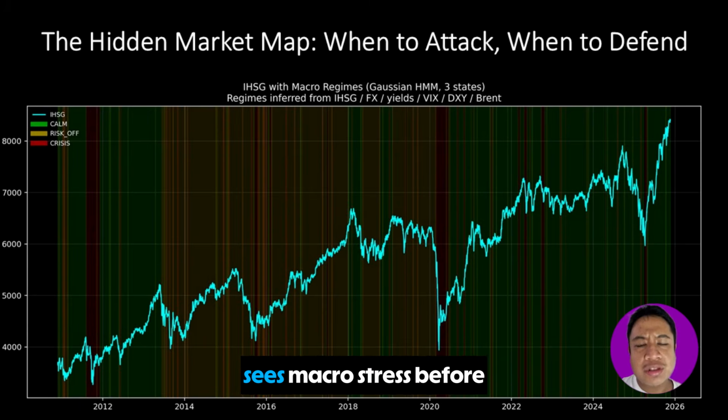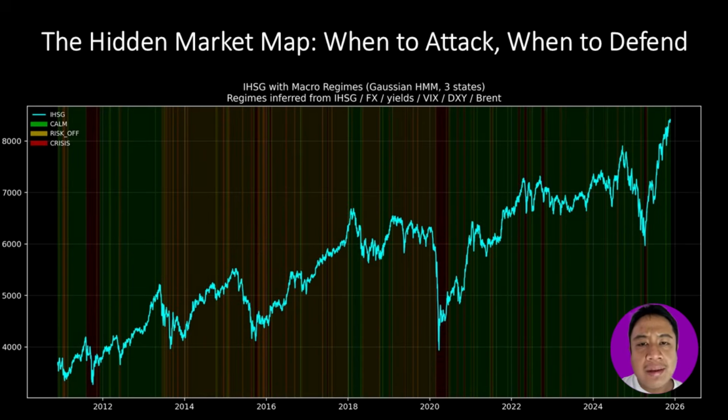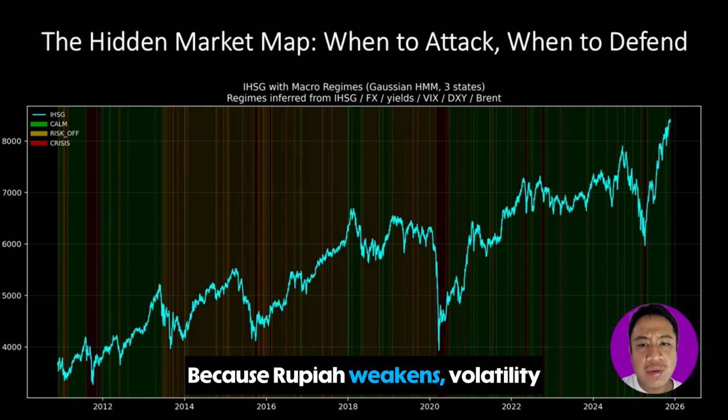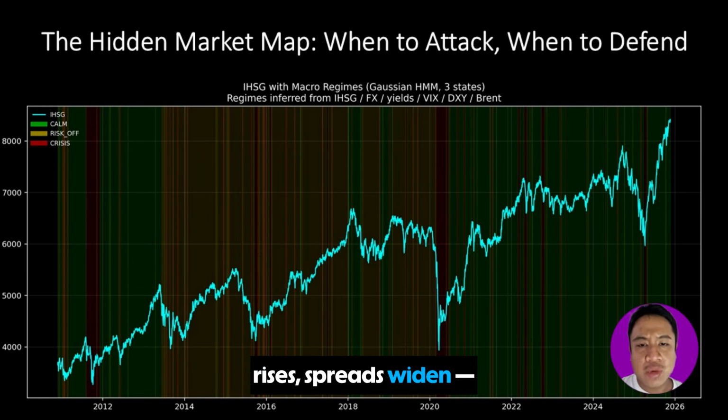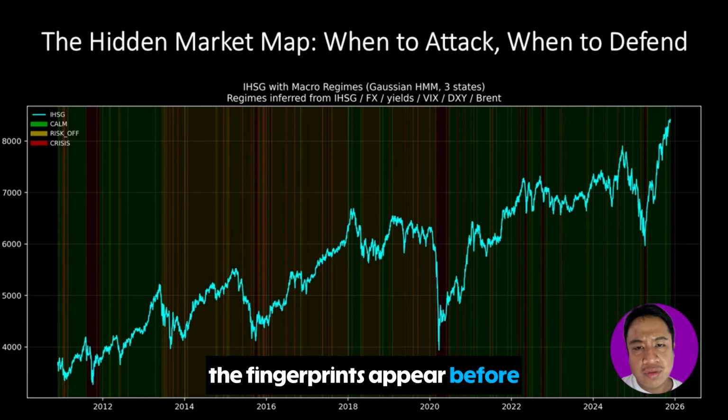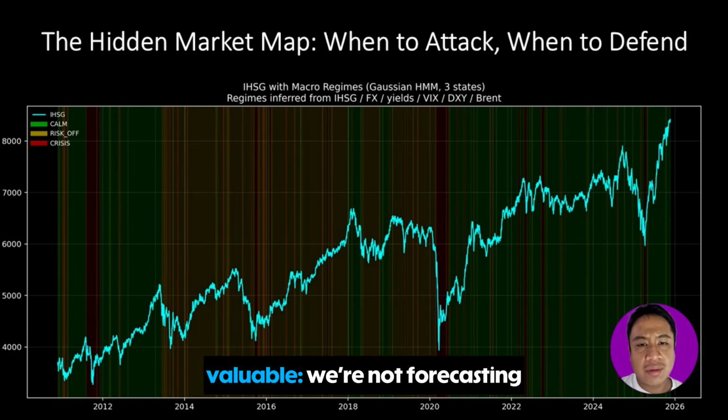Notice how the model sees macro stress before stocks market crashes. Why? Because rupiah weakens, volatility rises, spreads widen, the fingerprints appear before price drops. This is already extremely valuable. We're not forecasting the future, we're detecting when conditions deteriorate.